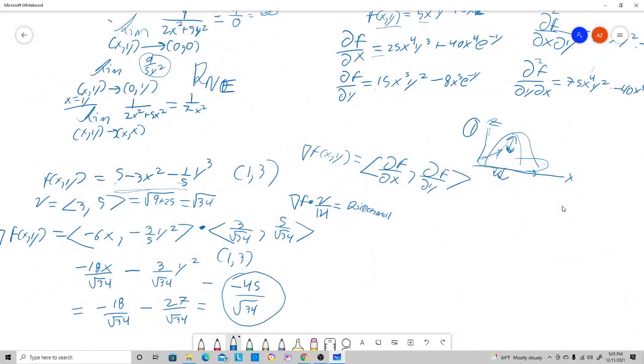That's it for this. Next we'll be going over how to compute absolute values, minimum values, and saddle points. Okay, thank you.